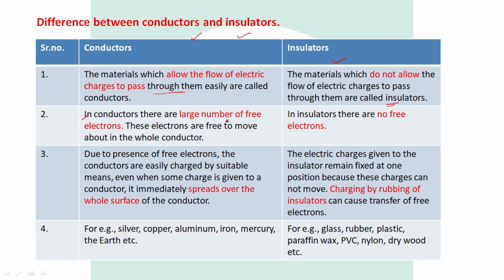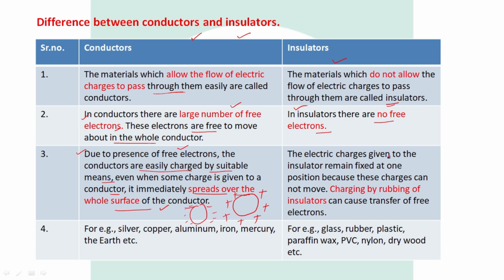Now in conductors there are a large number of free electrons, and these electrons are free to move about in the whole conductor. In insulators there are no free electrons. Due to the presence of free electrons, the charge can be easily spread over the conductor. How? We have already discussed in charging by induction and charging by conduction. Even when some charge is given to the conductor, it immediately spreads over the whole surface of the conductor. Suppose the object becomes positively charged, so the positive charge will spread over the whole conductor, and similarly negative charge will spread over the whole conductor.